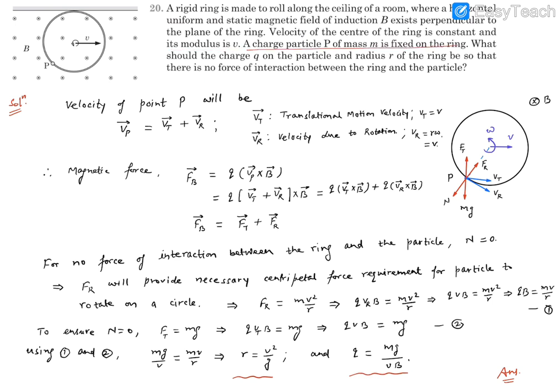A charged particle P of mass m is fixed on the ring. What should be the charge value so that there is no interaction force between the ring and the particle? Also, we need to find out the radius of the ring for this condition to meet. So there is a ceiling and this ring is moving.